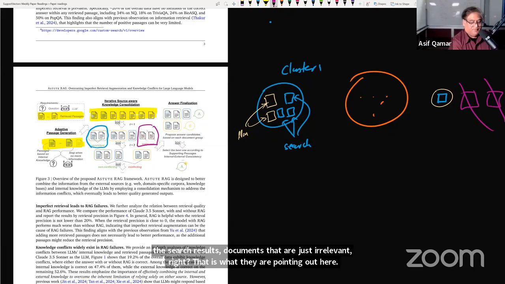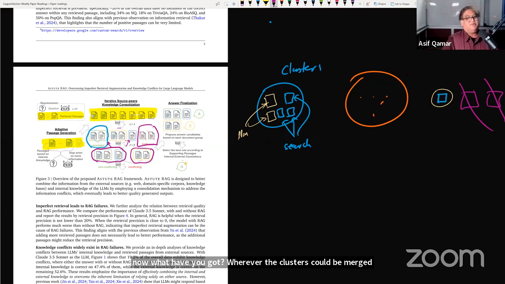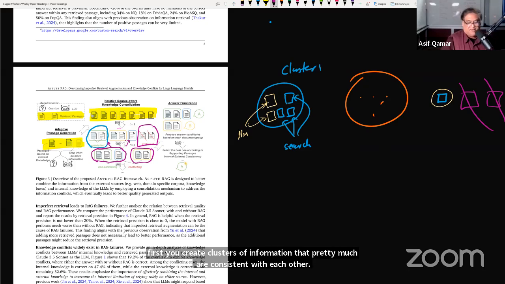If you look at this carefully, there is one consistent cluster, another consistent cluster, and then a third consistent cluster. Now you notice that this cluster and this cluster are non-conflicting. They're additive. In other words, you could add this information into a collective cluster. But this cluster, the in-between cluster, is conflicting information. So now what have you got? Wherever the clusters could be merged. So first you create clusters of information that pretty much are consistent with each other. In common sense words, they're saying essentially the same thing. And then what do you do?